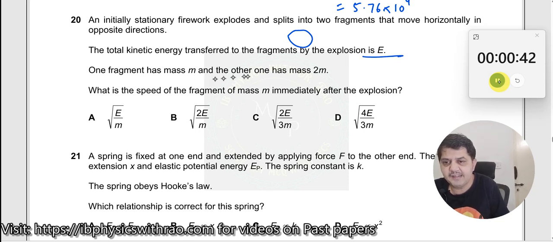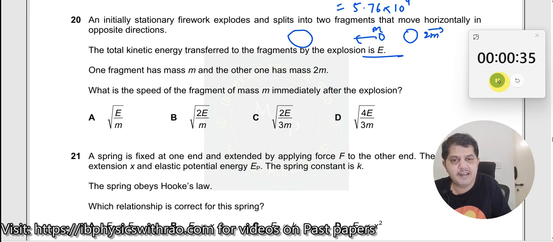One fragment has a mass m, the other fragment has a mass 2m, which means if one fragment moves like this, the other fragment should move like this. Why did I write opposite? The reason is conservation of momentum. What is the speed of the fragment m immediately after the explosion?